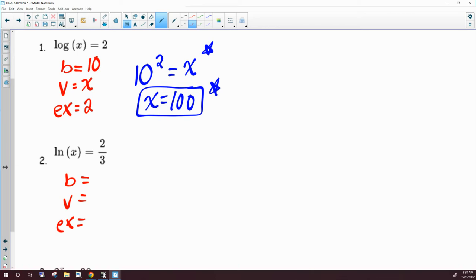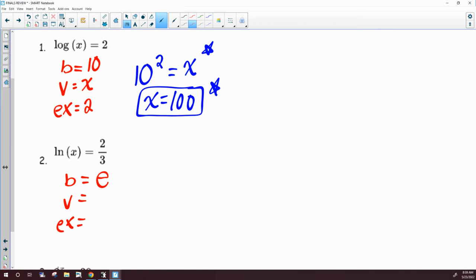If this ever trips you up, look at the ln button on your calculator. Above it, there's something in blue: e to the x. What's the base of ln? It's e. The ln has a base of e. You can always look on your calculator. Right above the ln button is a little blue e to the x. That means e is the base.